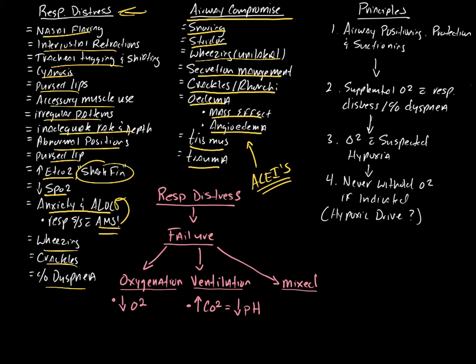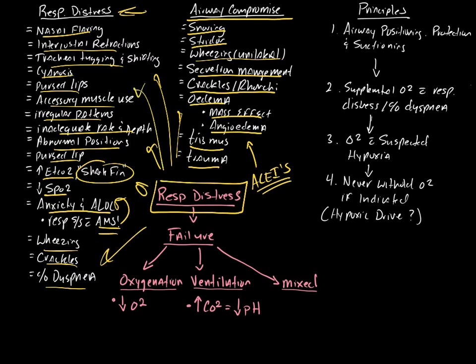Okay, so we have this respiratory distress concept, right? And that's all of these signs and symptoms indicating that there is something wrong with the respiratory system. Respiratory failure is when the respiratory system fails to meet the body's demands. And we've talked about this already, but you have three general types: failure to oxygenate, failure to ventilate, and then mixed respiratory failure on top of that. So far, so good? All right.